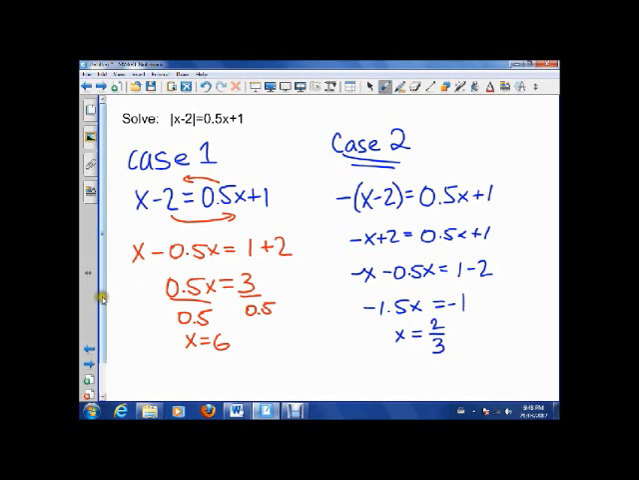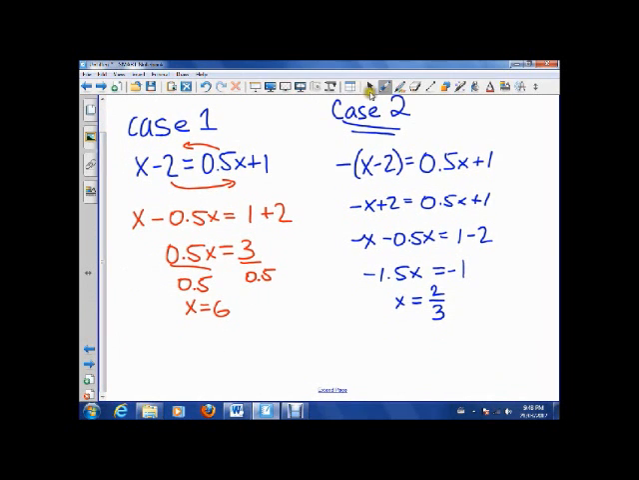So what we want to do now is check. I'm going to check this one, and I'm going to do my left side and my right side.